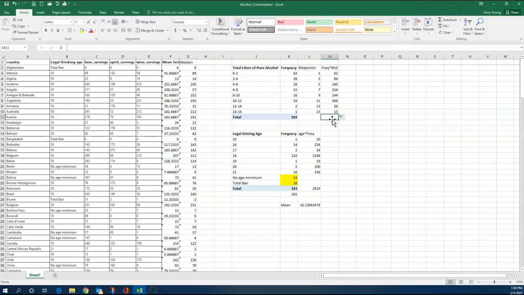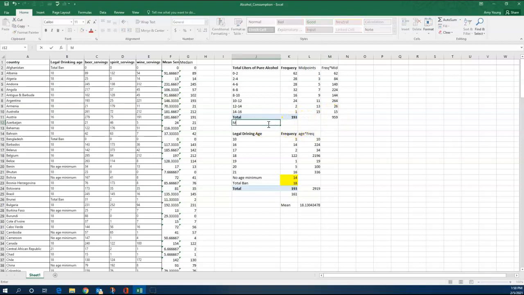Okay, so once we get that, we're going to say equal to the sum. I'm going to add up this column here. And we're going to end our parentheses and press enter. So the sum of the frequencies times the midpoint gives us 959.